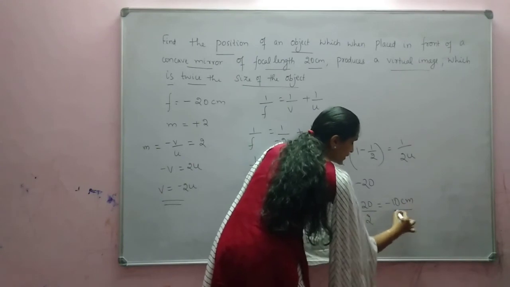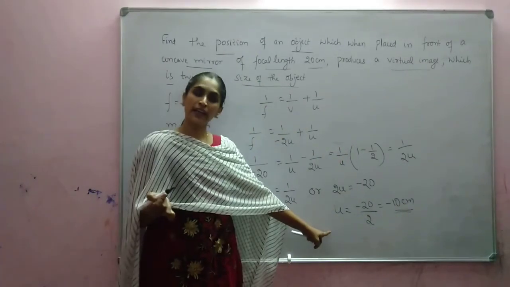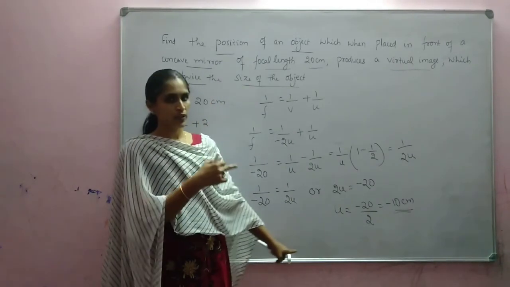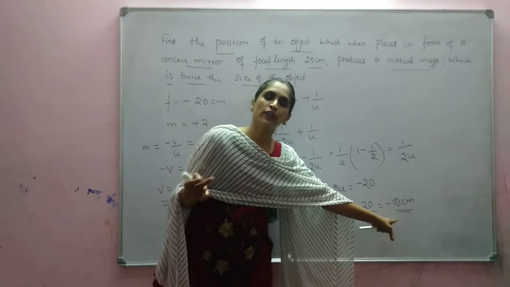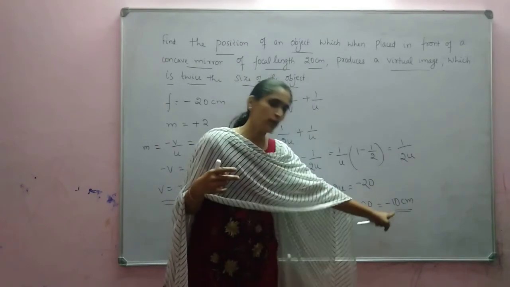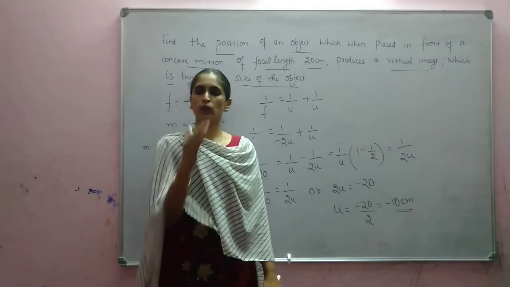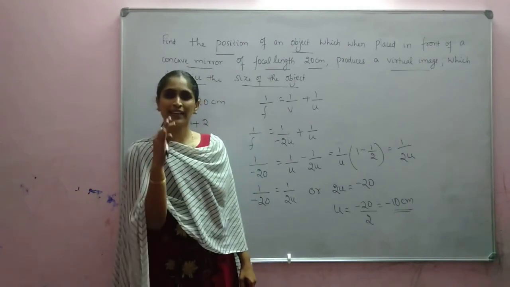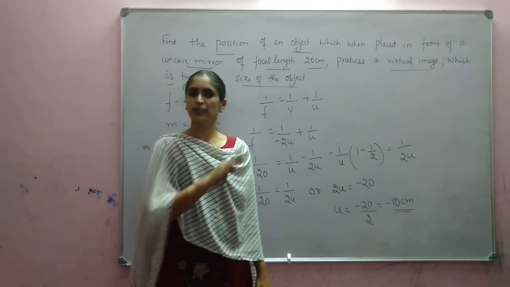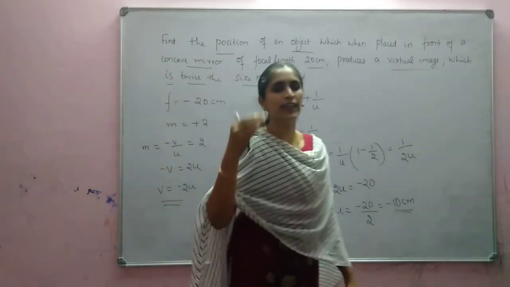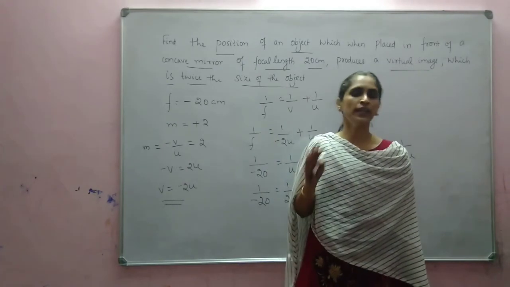Unit is centimeter. That's why I told you, even though we didn't apply sign convention to object distance, we know that object distance is negative. If your calculation is correct, we will get it automatically as negative. Whenever you are solving problems related to mirror formula, whichever data is given, for that only you have to apply sign convention. For the unknown quantity, no need to apply sign convention. You will get the sign automatically, provided your calculation is correct.